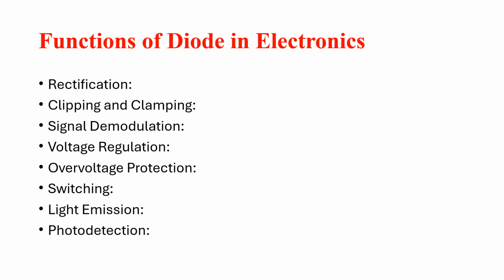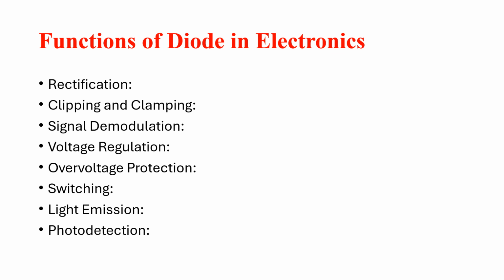Overvoltage protection. Diodes can protect circuits from voltage spikes, sometimes referred to as transients, by diverting excess voltage away from sensitive components. It is commonly used in surge protector circuits. Similarly, switching diodes can act as an electronic switch in circuits, allowing or blocking current flow based on the applied voltage.